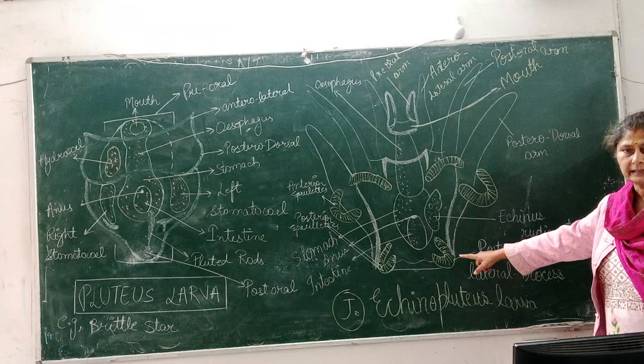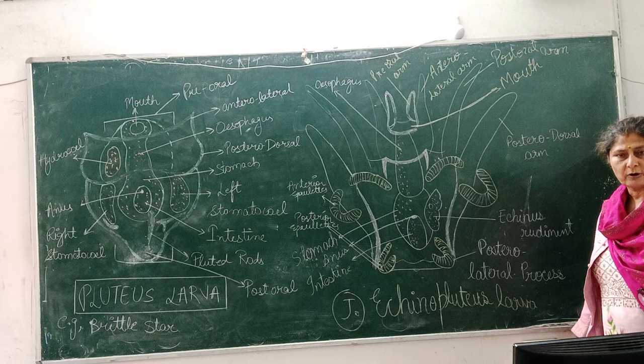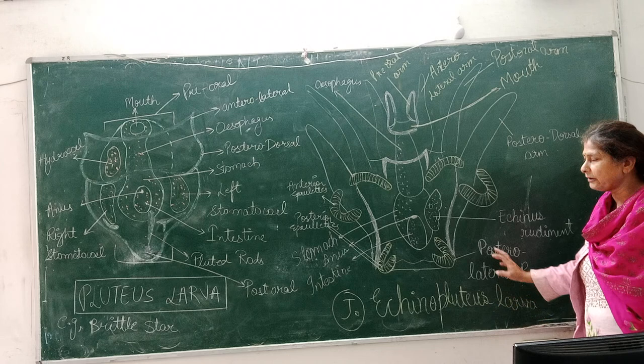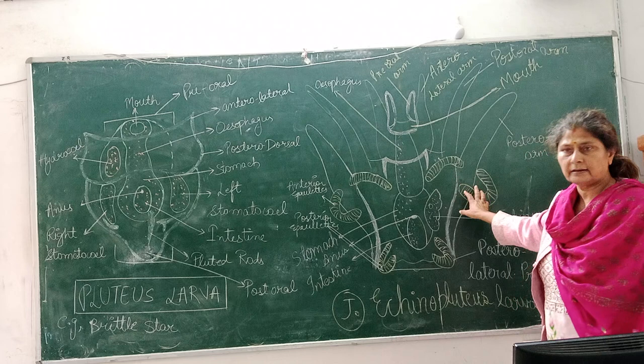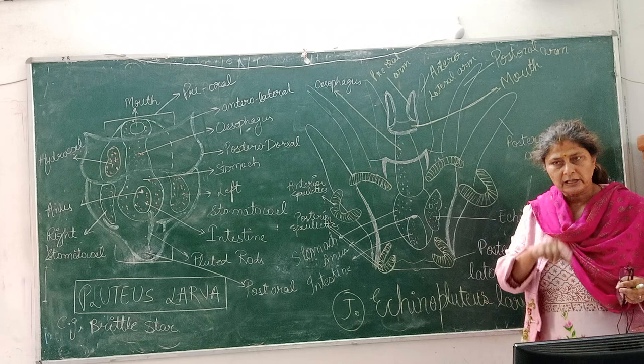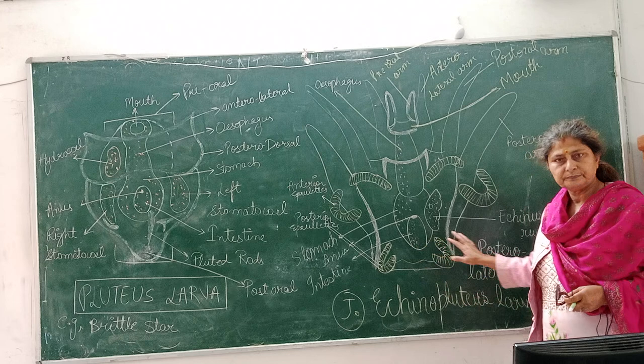They contain calcium rings. Clear? There are 5 pairs of arms in the case of Echinoplateus larva. The difference is that it is confined in the center, or this is again outside also, like Archaeolaria larva and Brachiolaria larva. Clear? This is the last one.